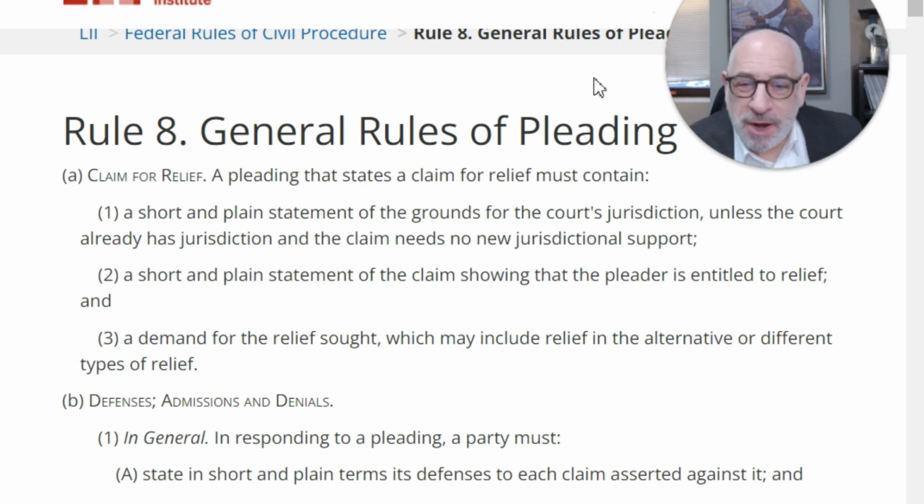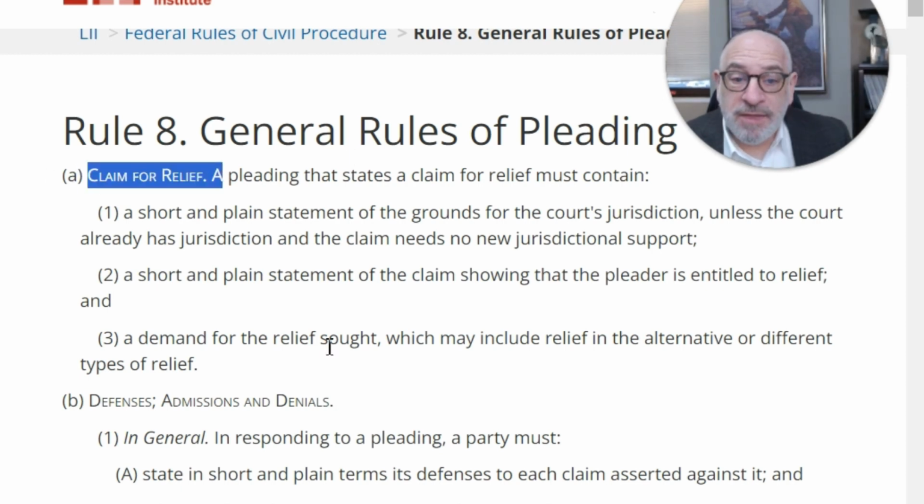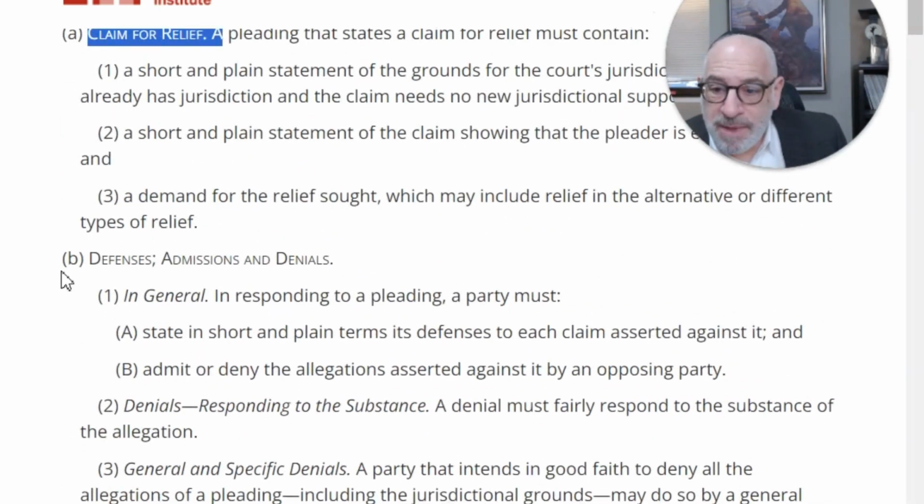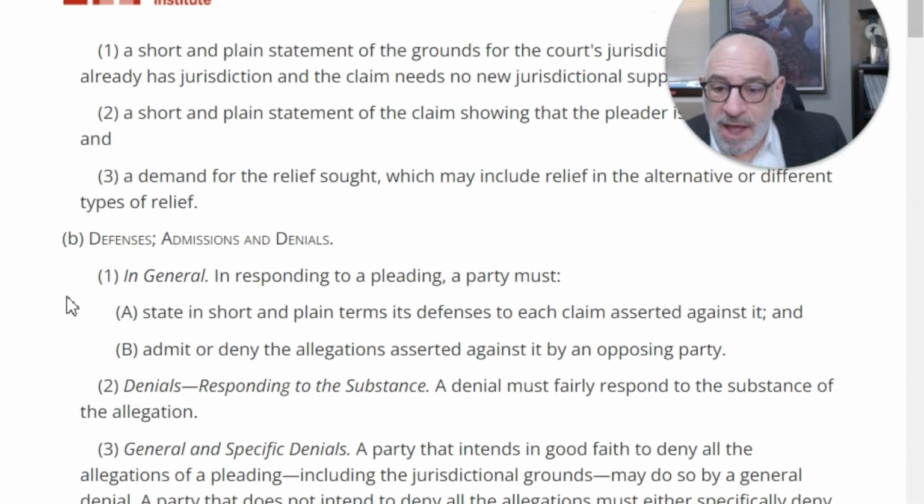You see on the screen here, Rule 8 of the Federal Rules of Civil Procedure. Rule 8(a), claim for relief. That's a reference to how you draft the complaint. We're starting here in (b), defenses, admissions and denials.